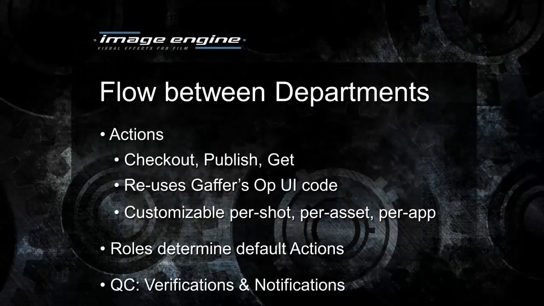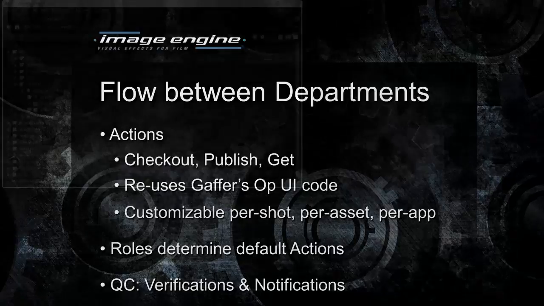A key component of asset management is data flow between departments. So we have this concept of actions that are per role. Someone would set themselves as being a lookdev artist or a rigger, and then the default actions get suited to that role automatically. They all have similar actions like check out this asset, publish it, or just get it but not check it out, so someone else can work on it at the same time. All those actions are using UI code from Gaffer to present dialogues to the user with the various parameters that are necessary.